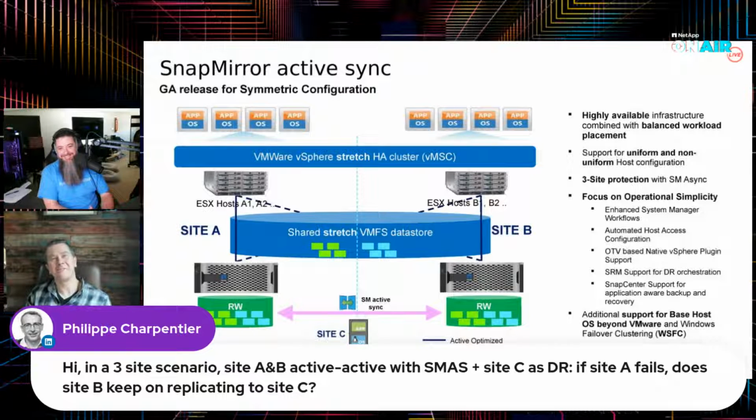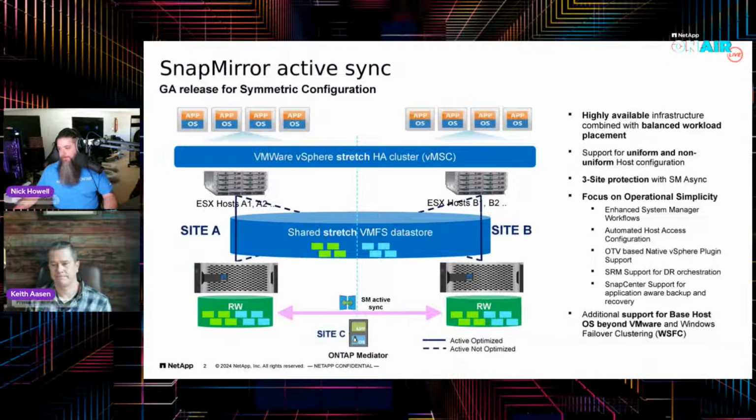I am high confidence that the answer to that is yes, but I reserve my right to do a double check on that. But yes, I believe that's the case. When you set up SnapMirror ActiveSync, that relationship to Site C, I believe that it will continue to replicate if you lose Site A. Yeah. Awesome. Thank you so much for the comment there, Philippe.